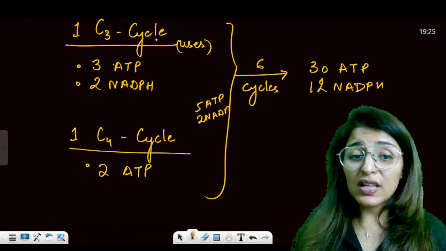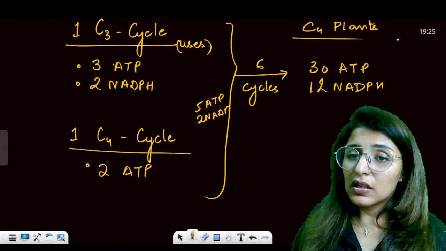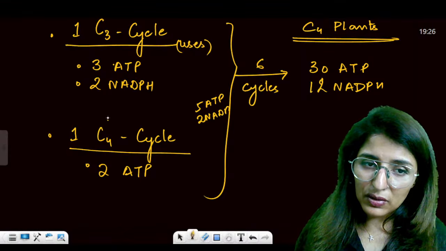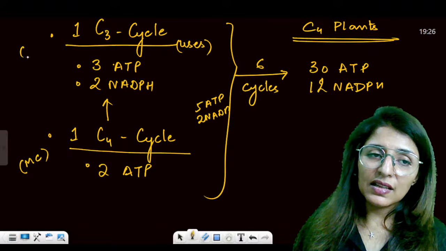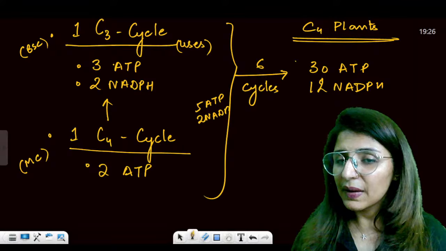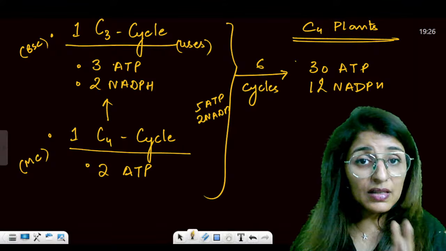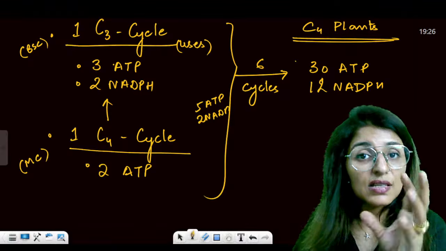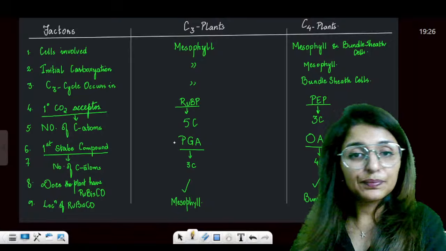So overall, C4 plants will have the C3 cycle as well as the C4 cycle. But first the C4 cycle followed by the C3 cycle. C4 cycle in the mesophyll cells and C3 cycle in the bundle sheath cells. But overall they are using more ATP. But because photorespiration will not take place, even though ATP is used more, still the yield will be higher in C4 plants. Please tell me that these points are clear.